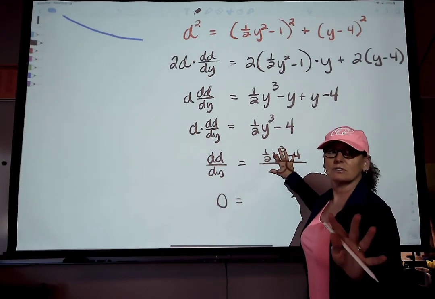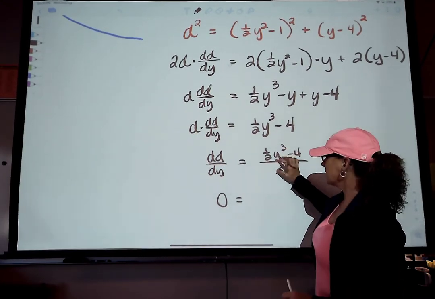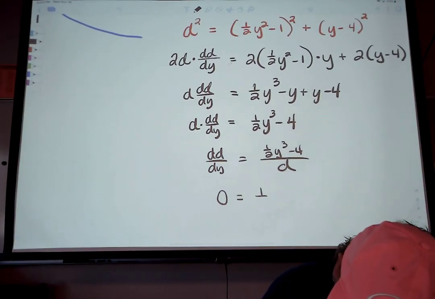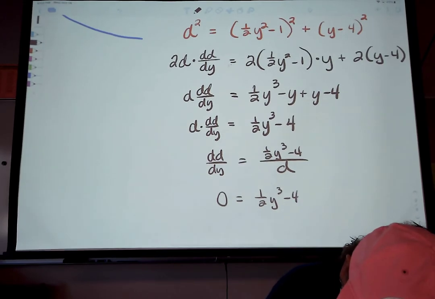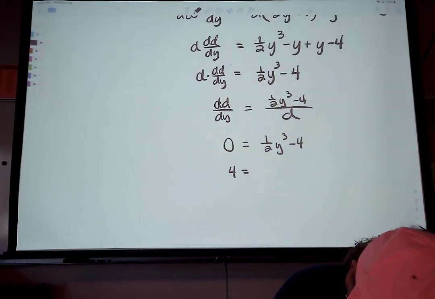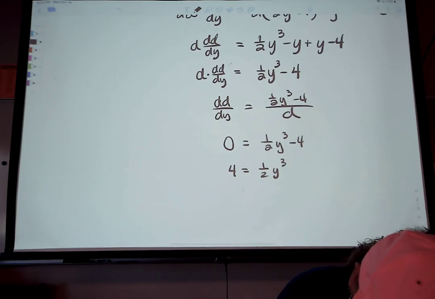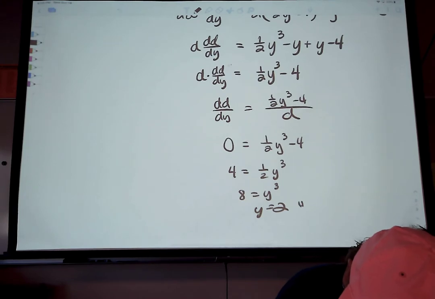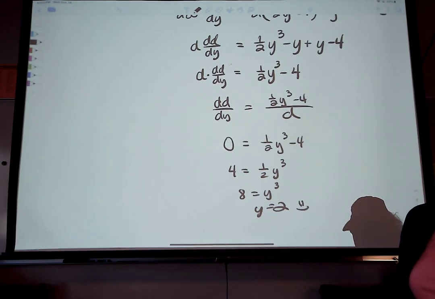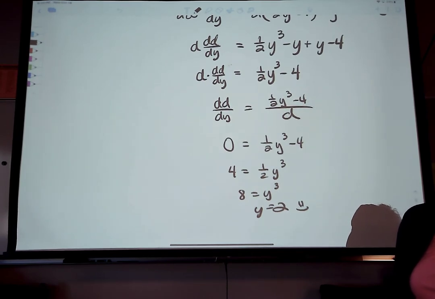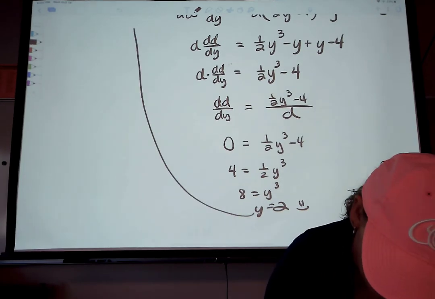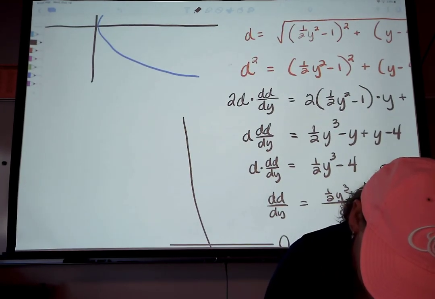Is it ever going to equal 0? Yeah, I think it can. I think it can equal 0 if the top equals 0. So 0 equals 1/2 y cubed minus 4. 4 equals 1/2 y cubed. 8 equals y cubed. Y equals 2. Oh, I like that answer. Yeah, I like that answer. Y is 2. All right, bring it all the way back up here to the top. Y is 2.